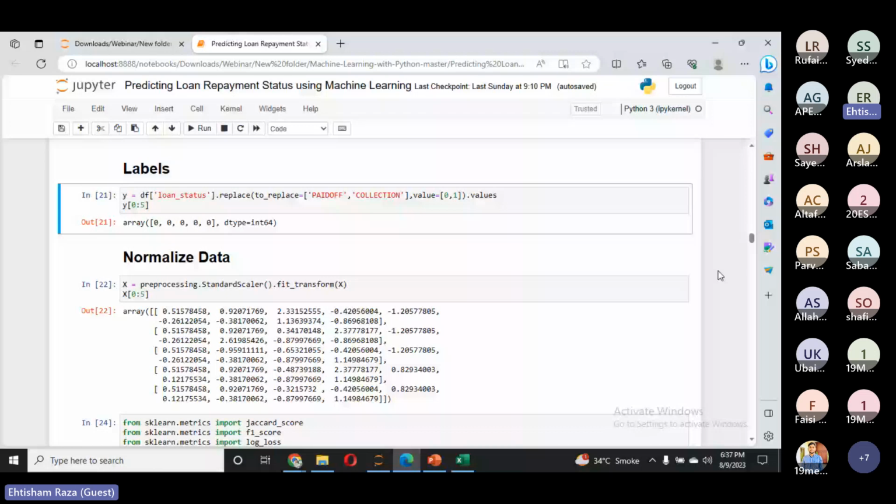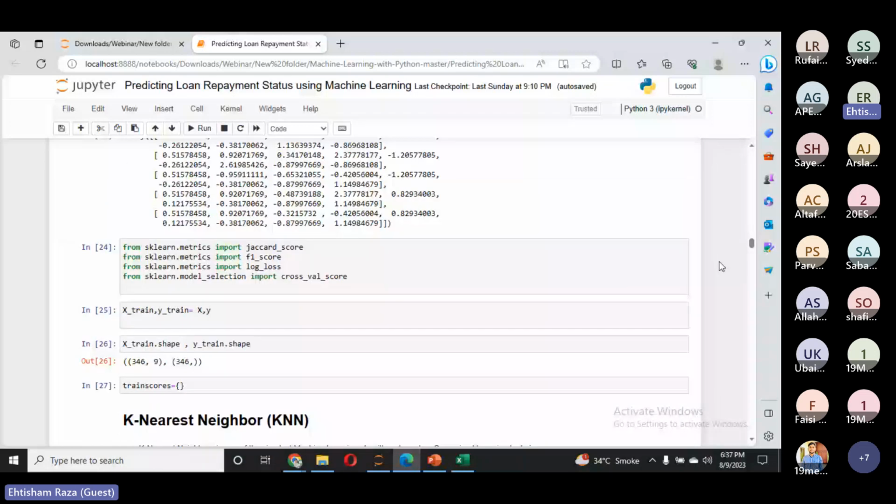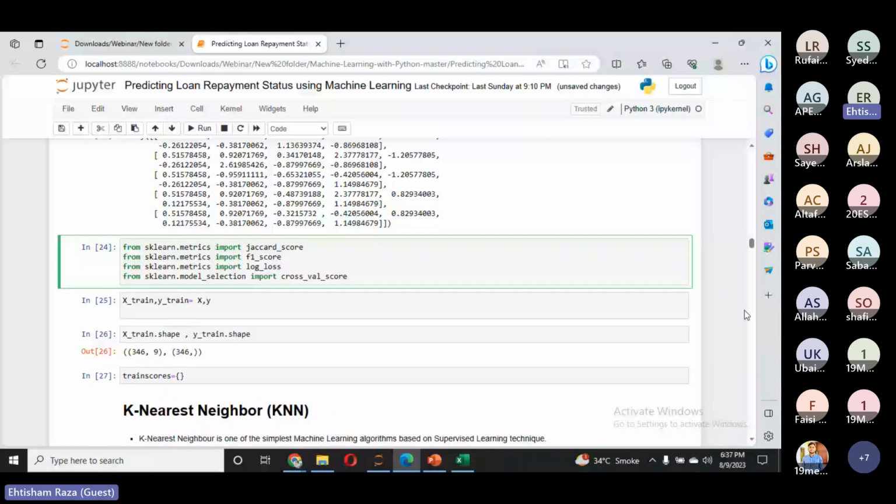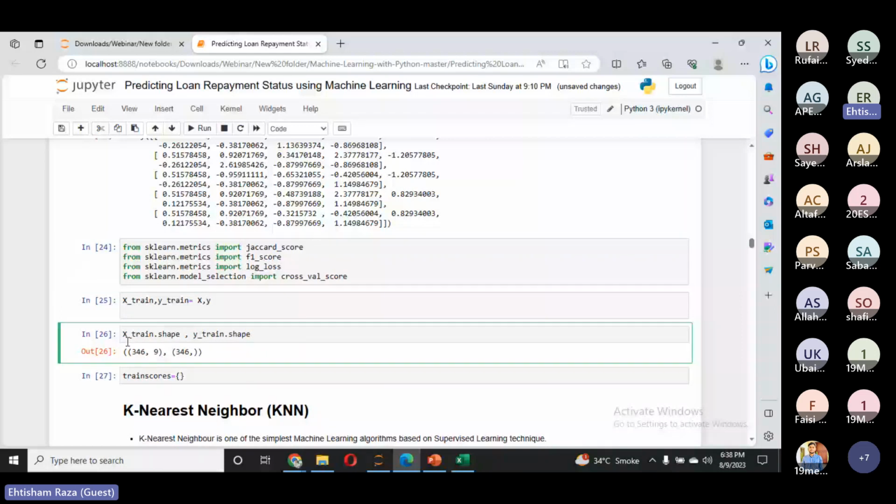So we are going to import some functions: Jaccard score, F1 score, log loss, cross-val score. These are the functions which we are going to use to calculate the performance of our algorithm. We are splitting the data set into training and testing. We are just separating our independent and dependent variables. We store the independent variables in X, and in y train we are going to store our dependent variable, which is the target variable, the loan status. It is paid or not. So we are just separating it.